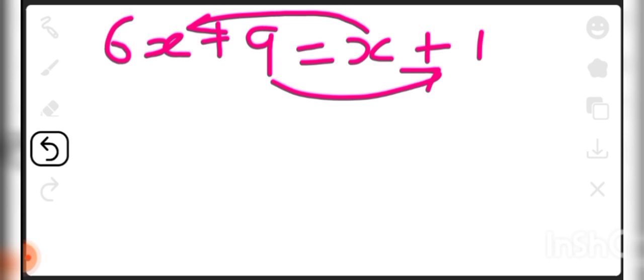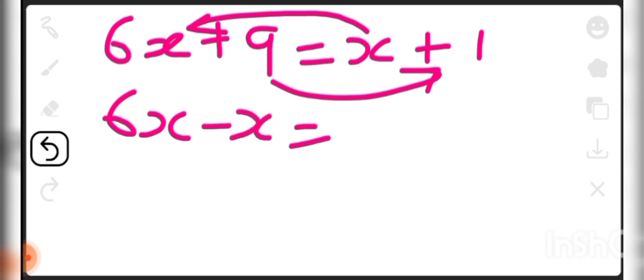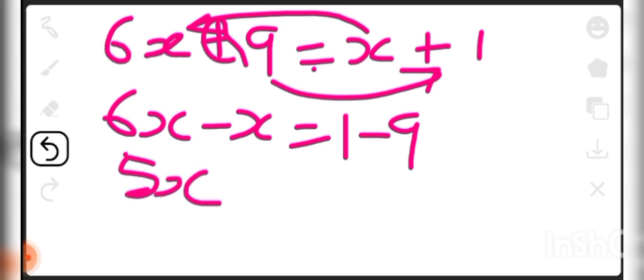So that we will now be having 6x minus x is equal to 1. This positive 9 will become negative 9. Then 6x minus x, that will give us 5x. I hope you can do that now.